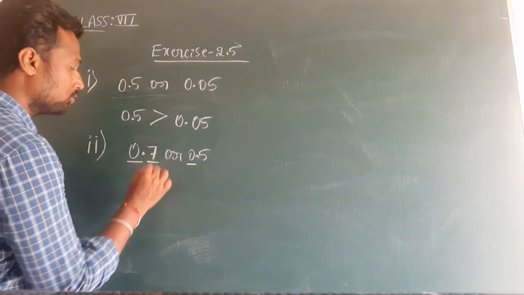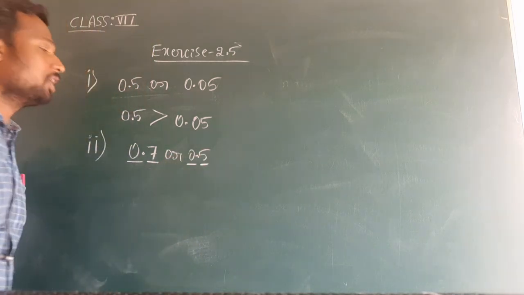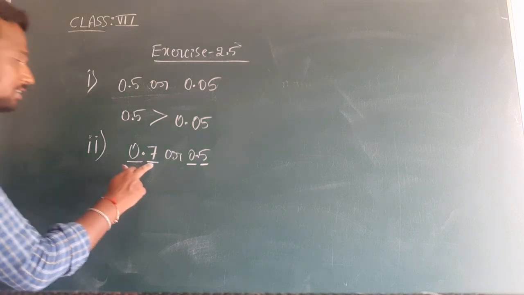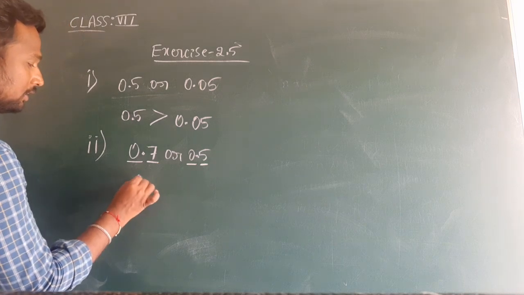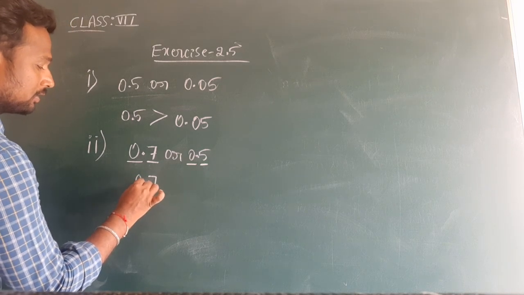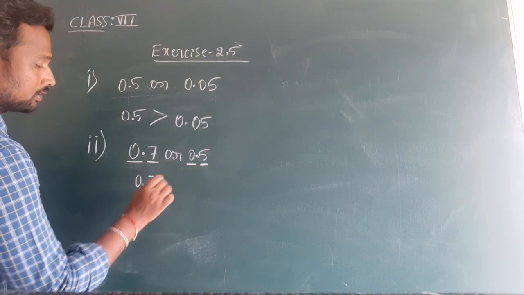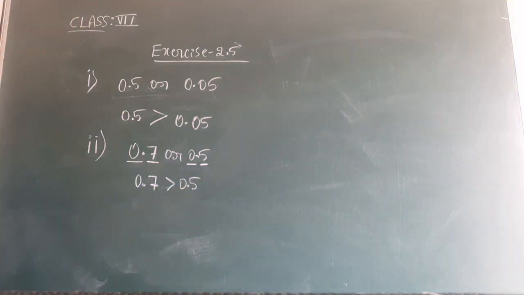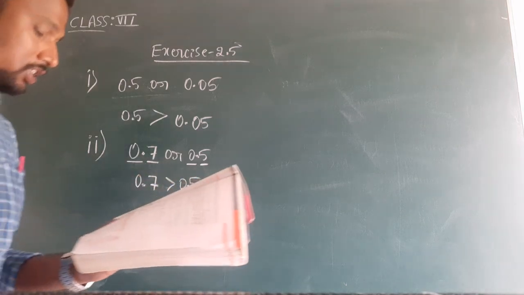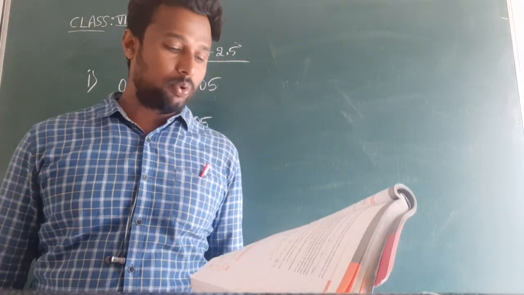Here in the tens place we have 7. Here in the tens place we have 5. So 7 is greater than 5, which means we can write 0.7 is greater than 0.5. Like this we have to solve the first main question of exercise 2.5.